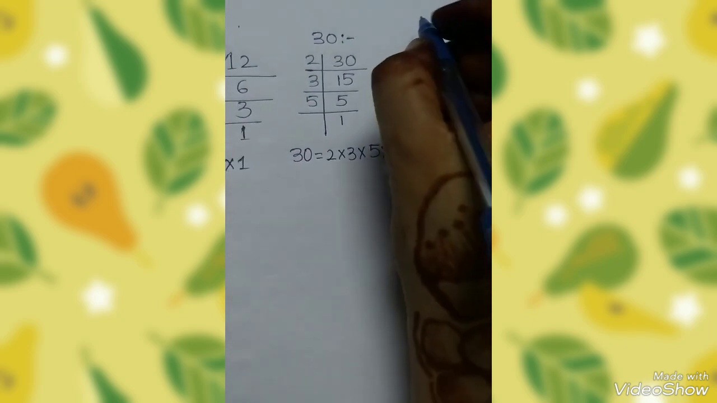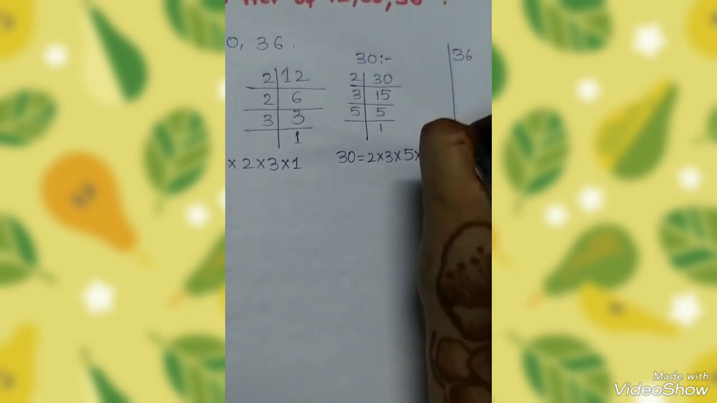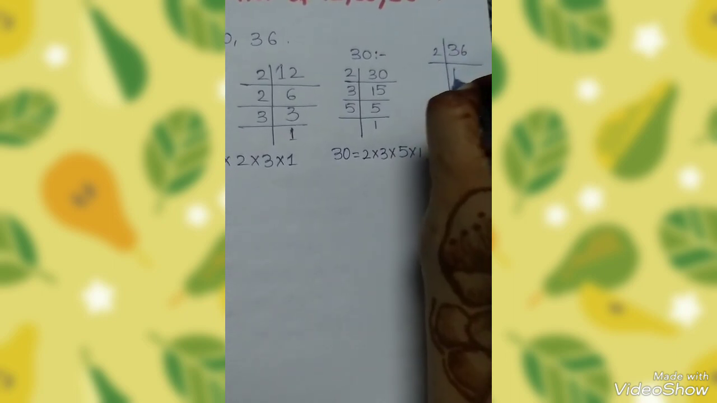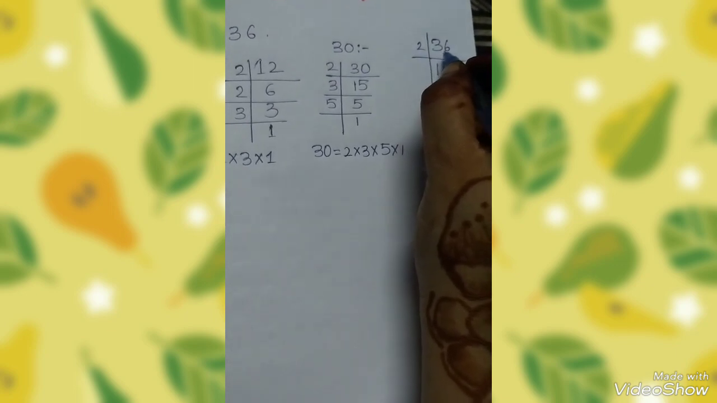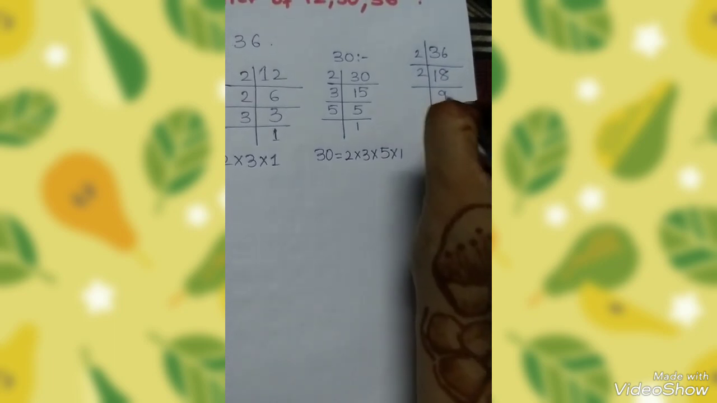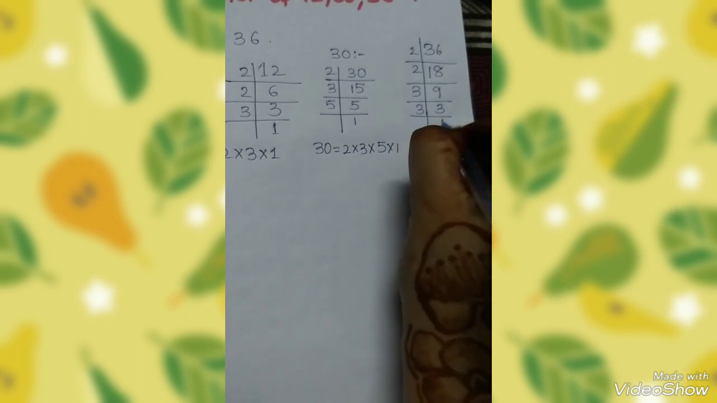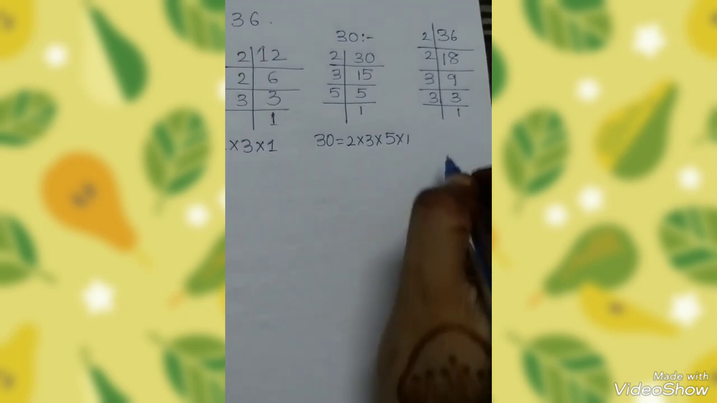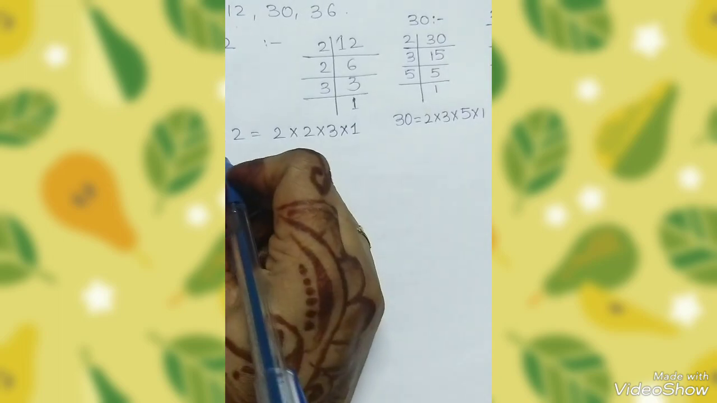Now another is 36. Find factors of 36. 2 ones are 2. 1 is remaining here. 2 eights are 16. 2 nines are 18. 3 threes are 9. 3 ones are 3. Okay, completed the factors of 36.